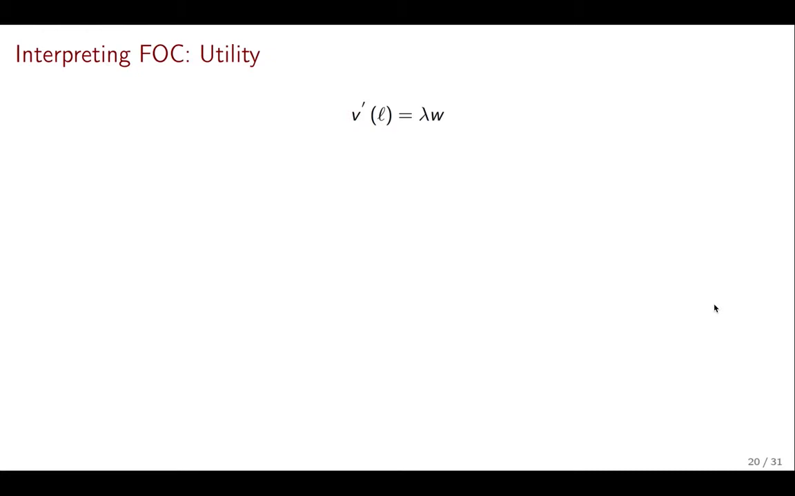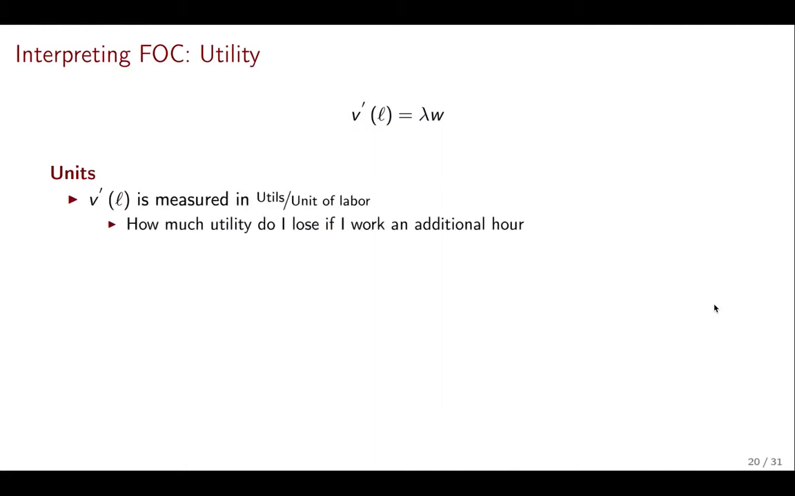The first interpretation is in terms of utility. So we're going to be thinking about trade-offs directly in terms of utility. Well, what do we get? First, let's check the units. V prime of L, that's the marginal disutility of labor, is measured in utils per unit of labor. How much utility do I lose if I work an additional hour?